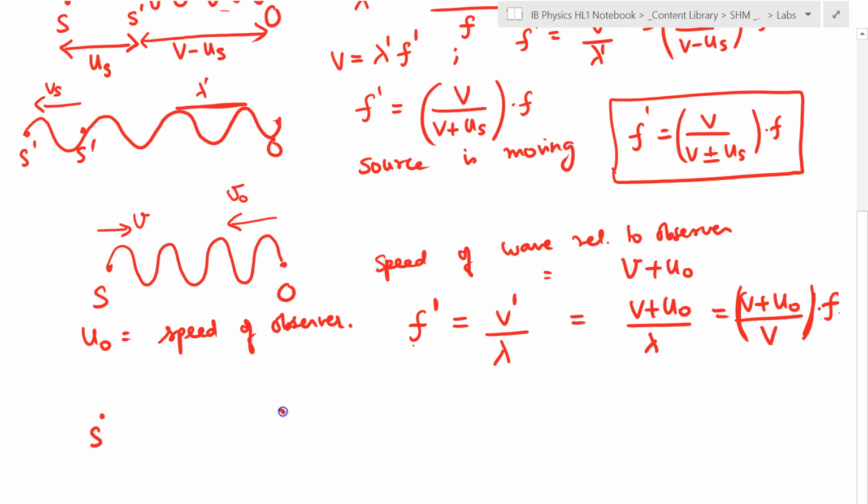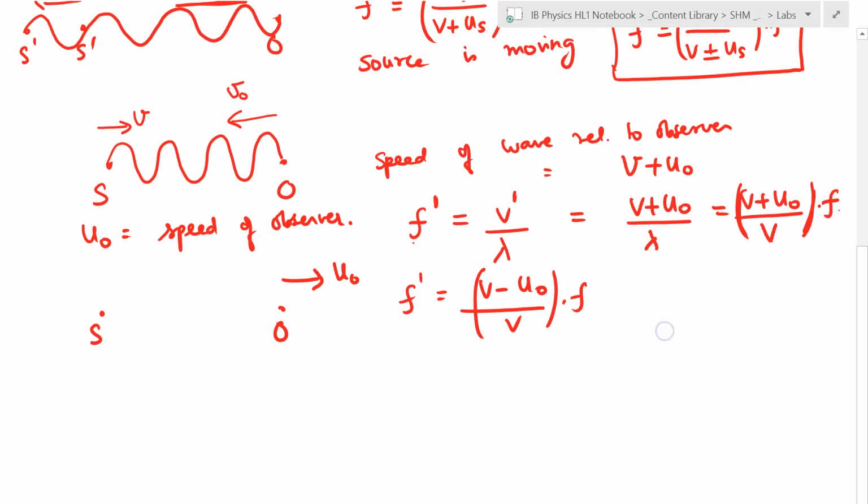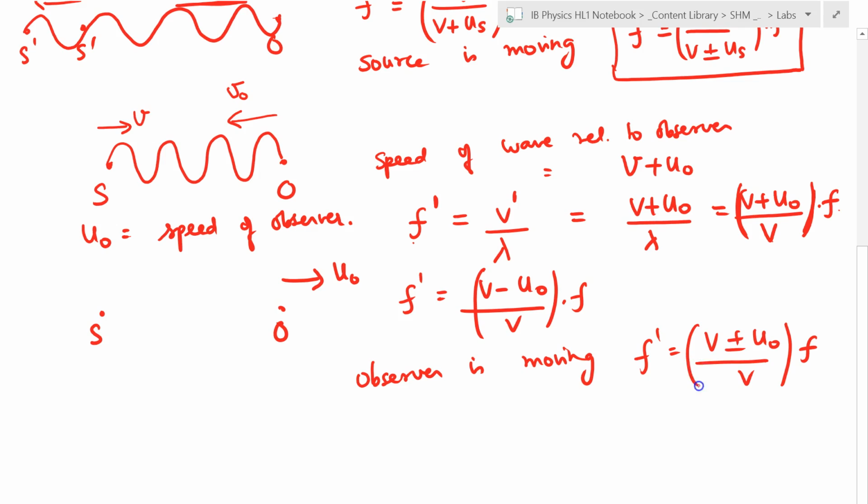On the other hand, if the observer moves away from the source, then he perceives the wave to be coming slower at him, in which case we can write F prime is equal to (V minus U0) over V times F. Or in general, whenever the observer is moving, the frequency can be calculated as (V plus or minus U0) over V times F, and you will use the appropriate sign depending upon whether the observer is moving towards the source or away from the source.